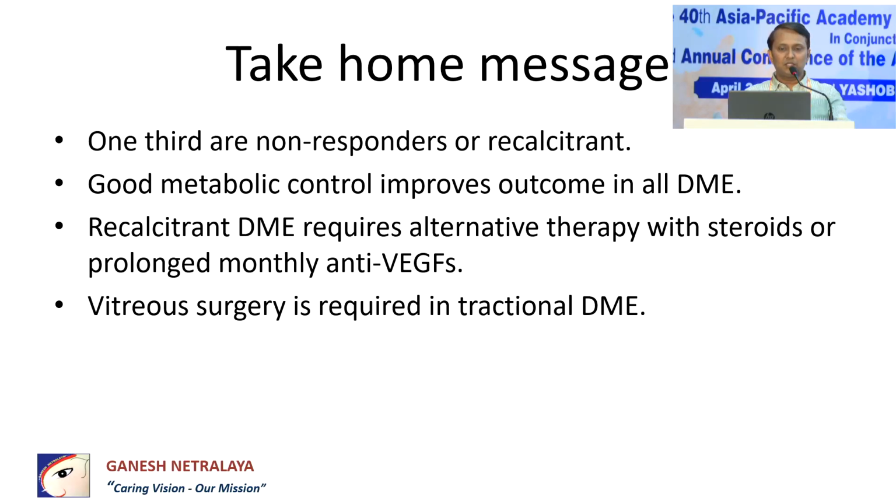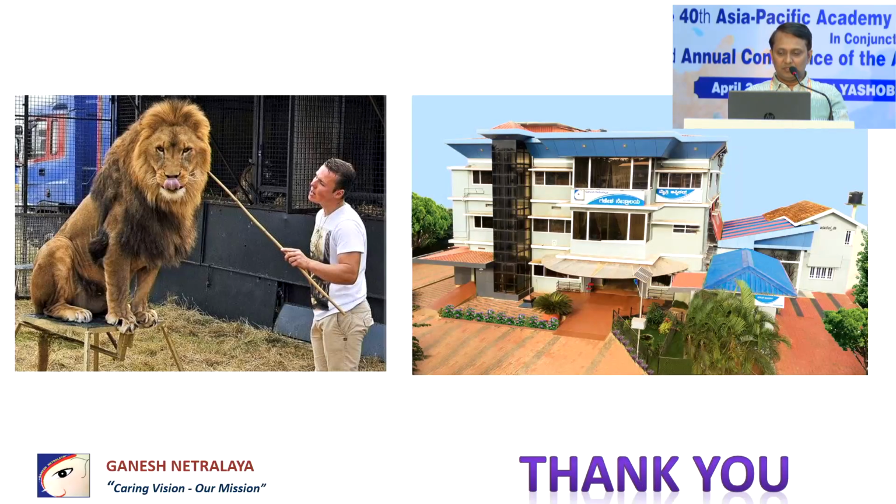So one-third are non-responders or recalcitrant. Good metabolic control improves the outcome in all the DMEs. Recalcitrant DME requires alternate therapy with steroids or prolonged monthly anti-VEGFs. Vitreous surgery is required in tractional DME. So with this, I think you can make your DME obedient to your treatment. Thank you.